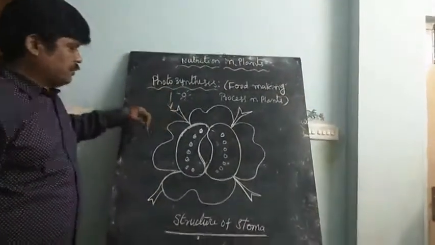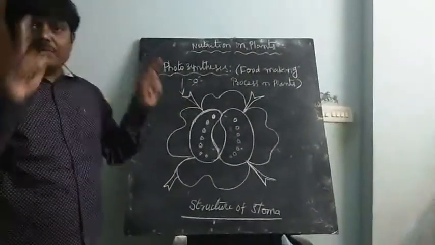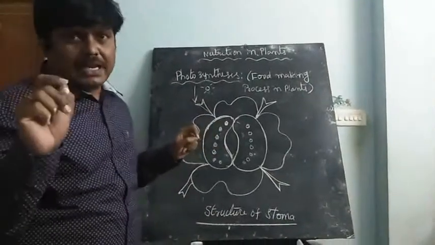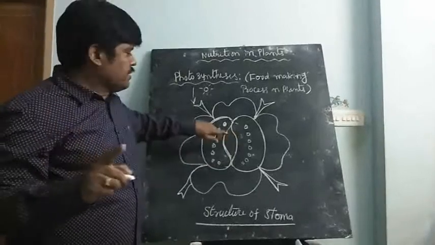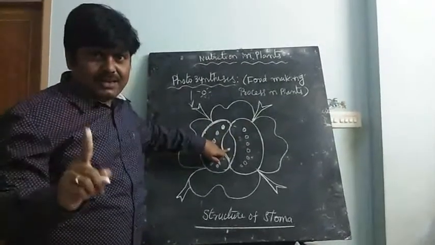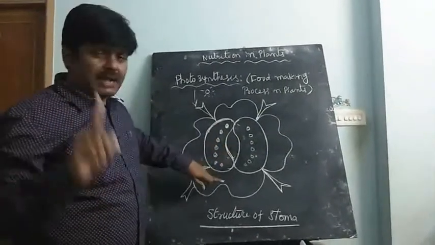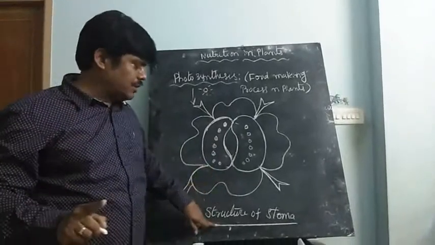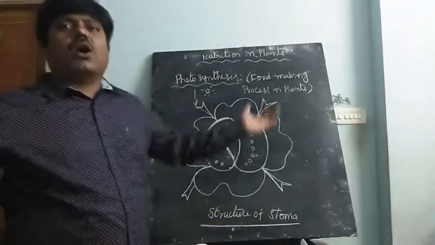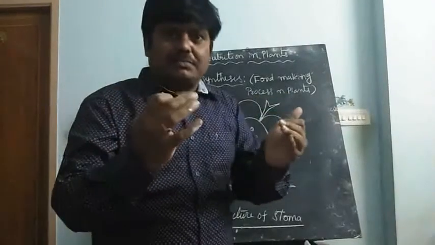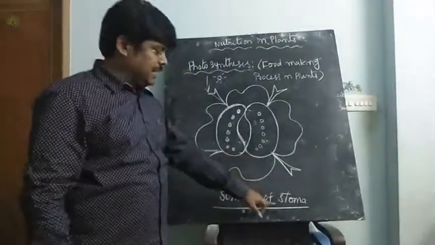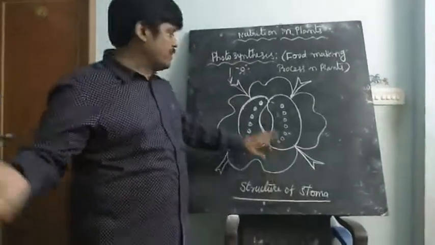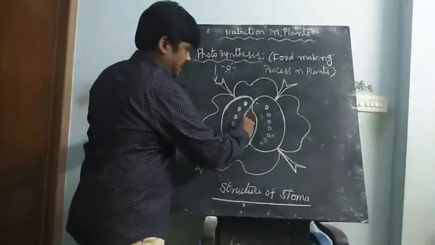Generally, as I explained before, there are many tiny pores, like tiny holes, present on the leaf. That is called stomata. But a single pore, a single tiny hole, is called a stoma. All the stomas together, the combination of stoma, is called the stomata. Clear? Singular is stoma, plural is stomata. Look at here.